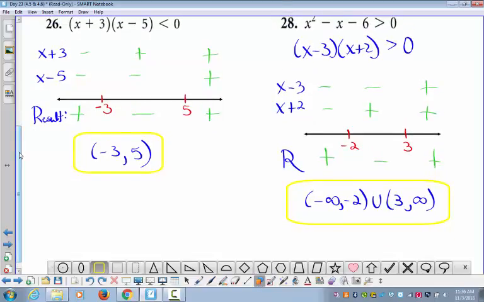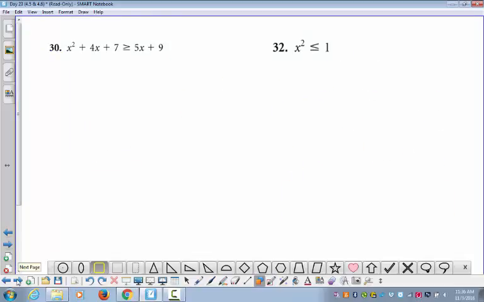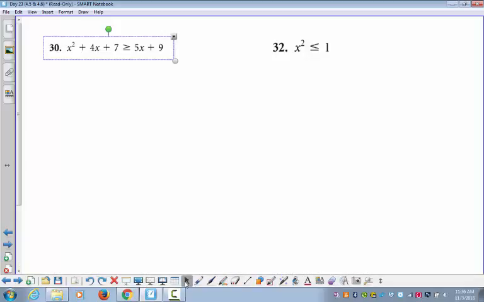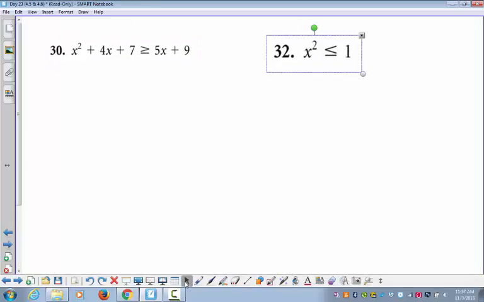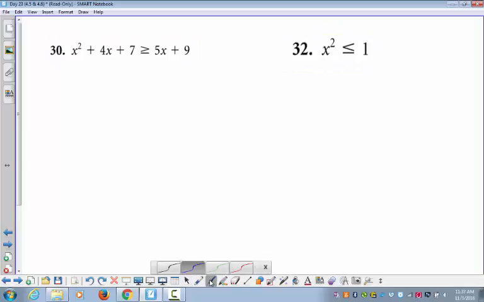Okay. Ready for a harder one? So this one is a little bit more complicated. It's certainly not set up in the way we had the other two set up, so we have to make that happen. We have to make the right-hand side 0, and we put everything else to the left. So subtract the 5x, and we get -x. Subtract the 9, we get -2. And then we have this. We factor it.